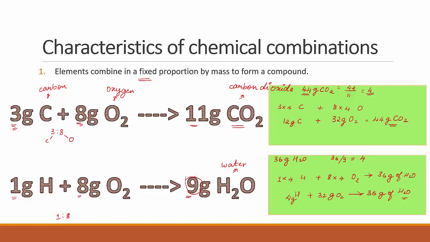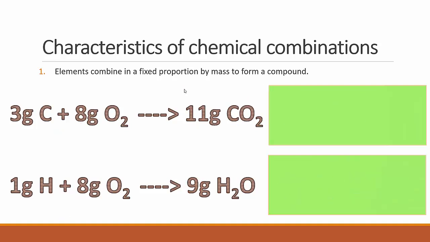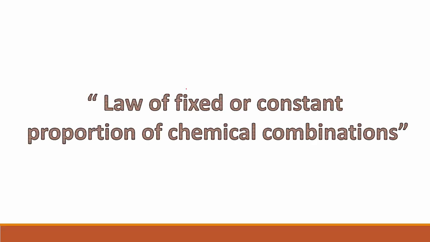So I hope you've understood what this point means. It means that everything that has been added to a compound is in fixed proportions. If you try to add it in different proportions, you will end up with a different compound altogether. So this is the first characteristic we have. So what can we call this particular characteristic as? We can also say this phenomenon is the law of fixed or constant proportions of chemical combination. That is, this phenomenon where you have a fixed mass of adding the elements to get a compound is called law of fixed or constant proportions of chemical combination. So this is the first characteristic.